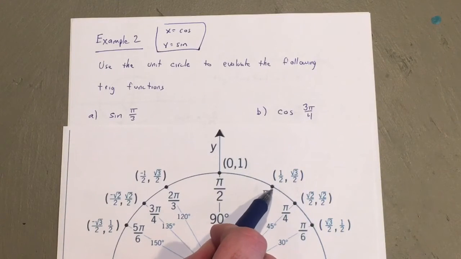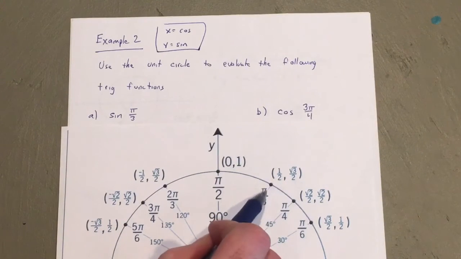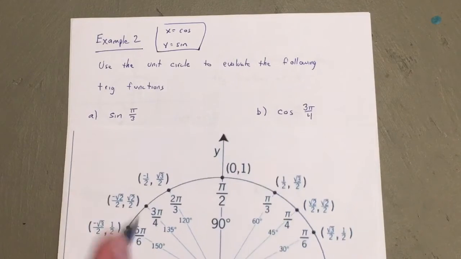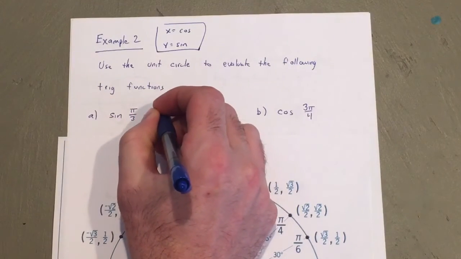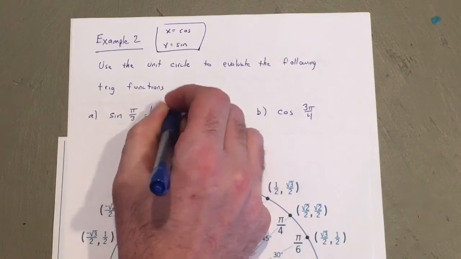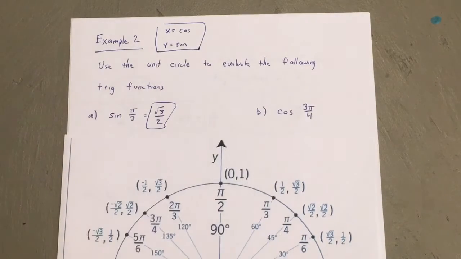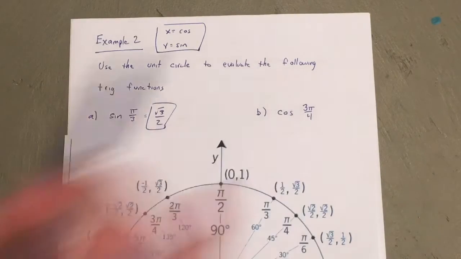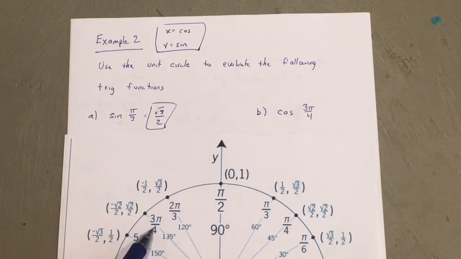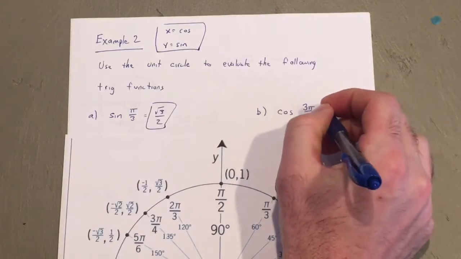Sine is the y coordinate. So here's pi over 3. Sine is square root 3 over 2. Over there in B, cosine. We're going to find angle 3 pi over 4, which is right here. Cosine is the x coordinate: negative square root 2 over 2.